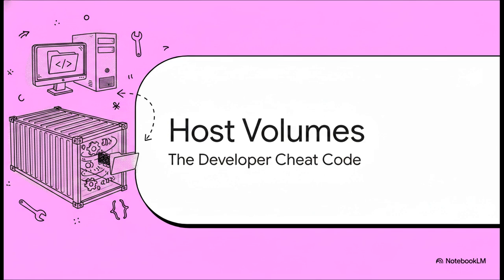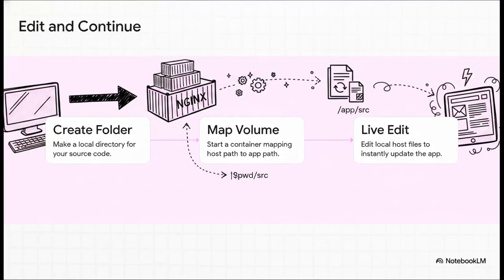This is basically the ultimate developer cheat code. Say you're building a website. Instead of setting up a managed volume, you can literally just mount your live workspace folder straight into an Nginx container. You just take your local source code folder, map it over to the container's web directory using an absolute path, and boom, you've just created a magical edit and continue workflow.